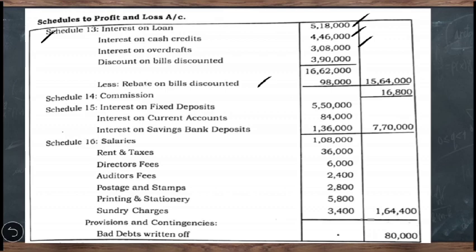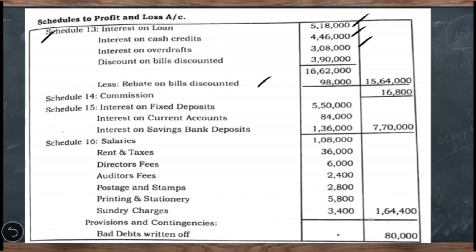But here what they have done is they have added all the four items and then from the total they have deducted this, but that is not the correct way. You have to deduct it only from the discount on bills discounted and take to the outer column. So three items you can show it separately, and this balancing figure you can take to the outer column. Okay.